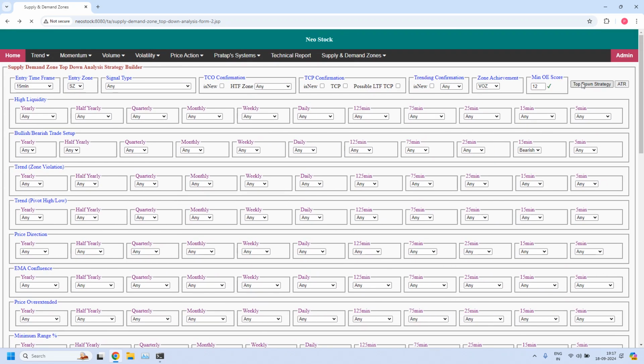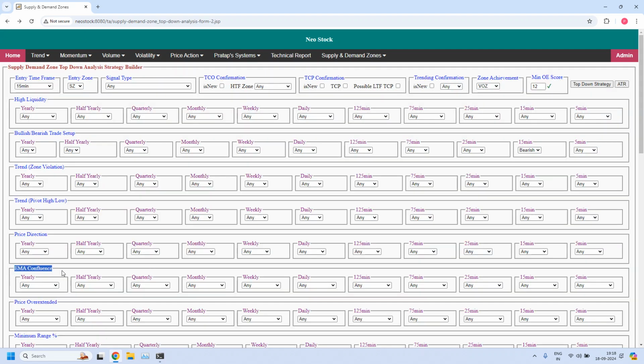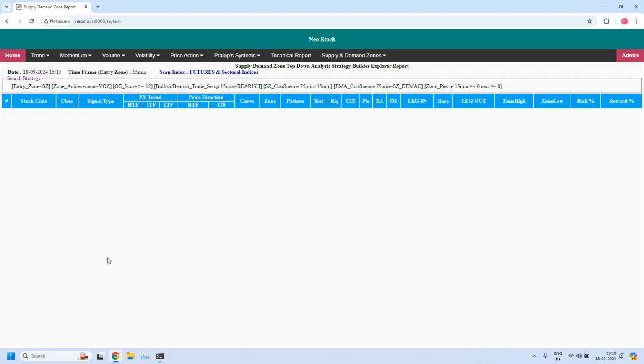Now let's verify. 6 stocks out of 8, these 6 stocks are having ITF confluence. That means the 15-minute zone is part of the 75 and the 75 trend is a downtrend, and if the 75-minute supply zones are having a daily EMA confluence, again it is a high probability trade setup. Let's verify. In the EMA confluence, 75-minute supply zone with daily EMA confluence. So none of the stocks are having an EMA confluence with 75-minute zones.